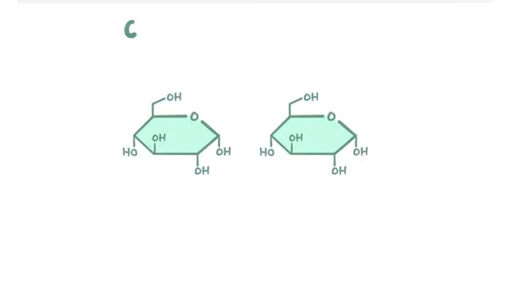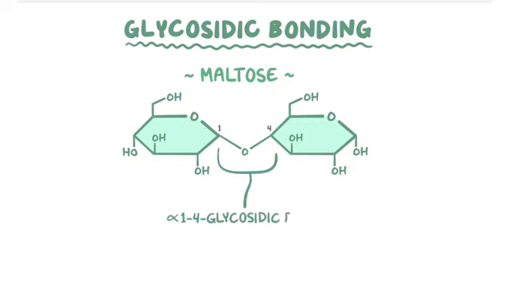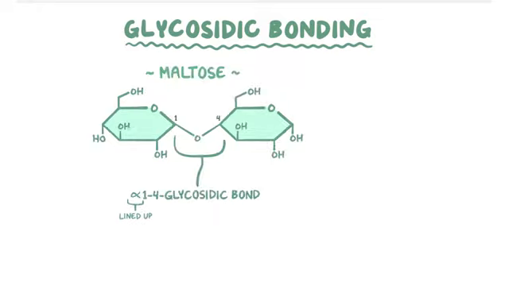Monosaccharides link together through glycosidic bonding, which is when an OH group from the carbon on one monosaccharide binds with the hydrogen from the carbon of another monosaccharide. Together, this forms an H2O, or a water molecule, which goes away. In the case of maltose, that leaves an alpha-1,4 glycosidic bond, which is a bond between carbon number 1 of one glucose monosaccharide and carbon number 4 of the other glucose monosaccharide. And alpha refers to the fact that the molecules are lined up next to each other.